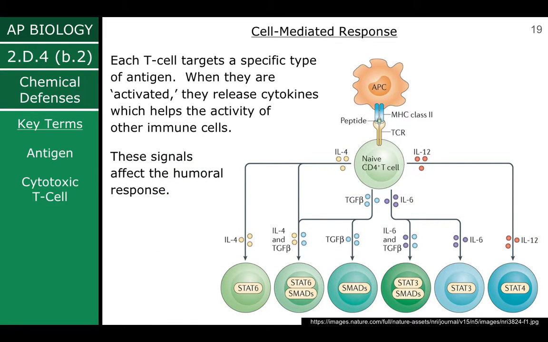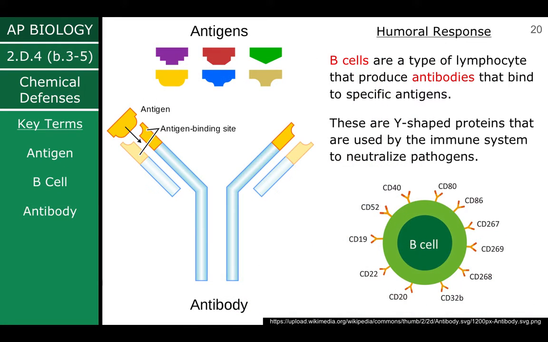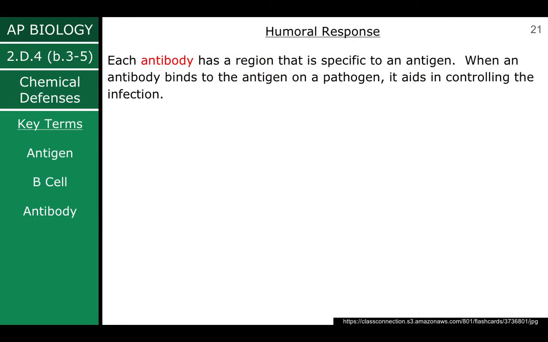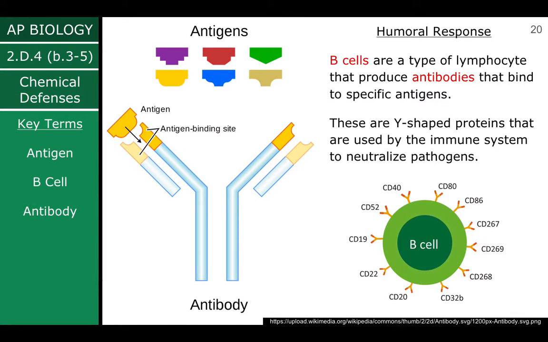Each T cell targets a specific type of antigen. When they're activated, they release cytokines, which help the activity of other immune cells. These signals affect the humoral response. Our humoral response is when B cells, a type of lymphocyte, produce antibodies that bind to specific antigens. These are Y-shaped proteins that are used by the immune system to neutralize pathogens. So once again, this is the antigen here, and then our antibodies, and there's a binding site for them.